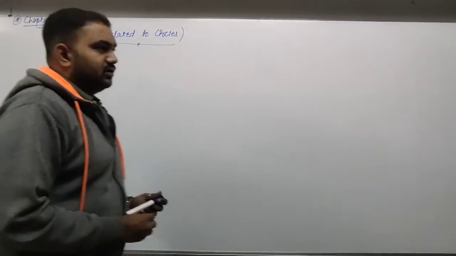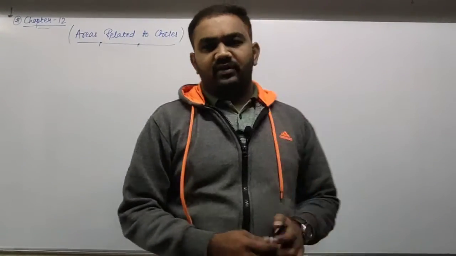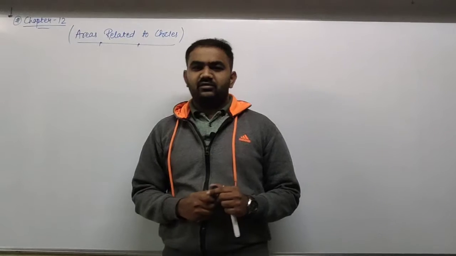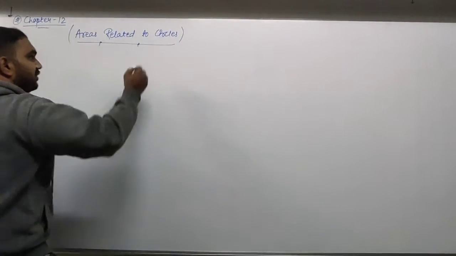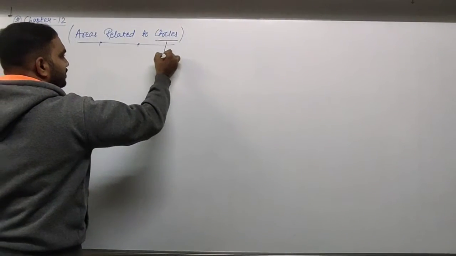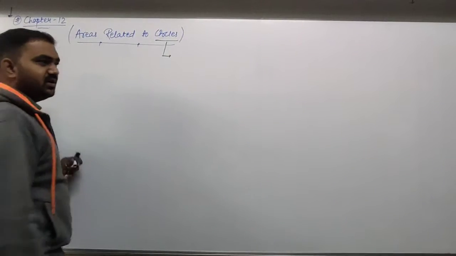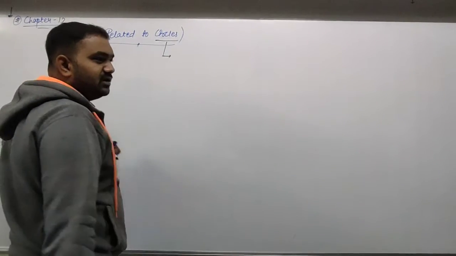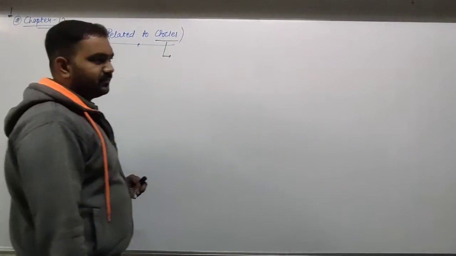Okay. So areas related to the circle. So here first of all, in the name of this areas related to the circle, we are having two things. The first one is the circles, as we discussed in chapter number 10. What is a circle? Circle is a closed figure, right?